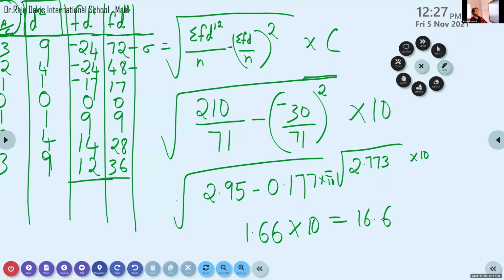So keep it in your mind that the common factor you're taking should be from the deviations, okay? In the beginning, I just told it, not that one, from deviations. Okay, done. Shall we go to the next question now?